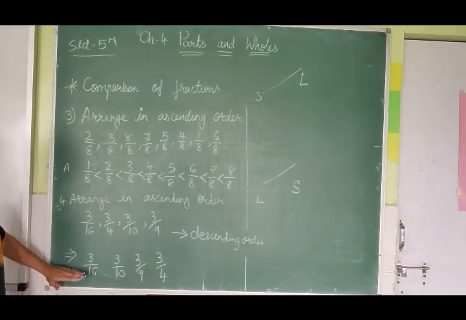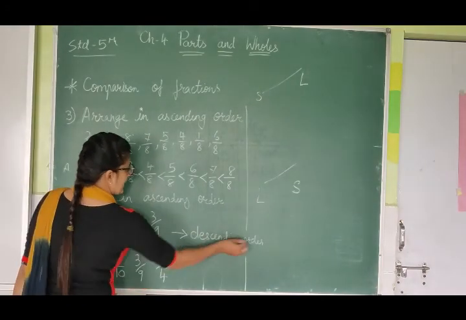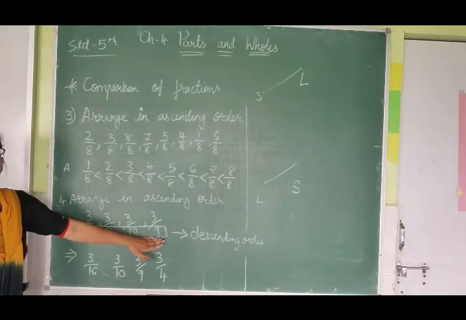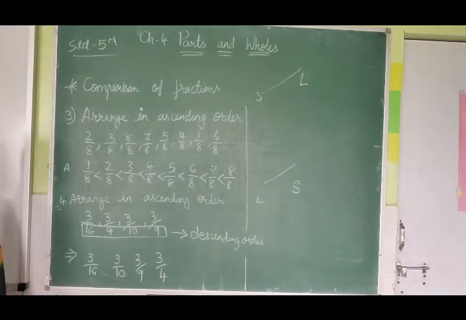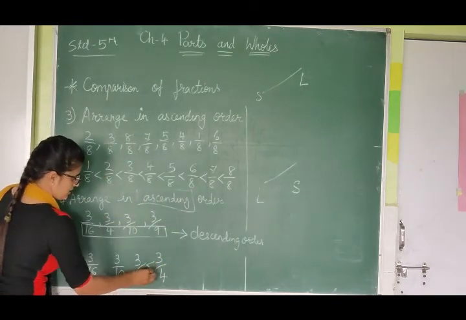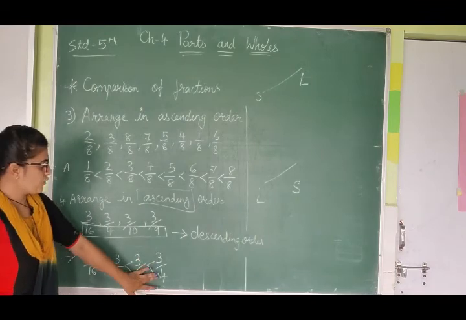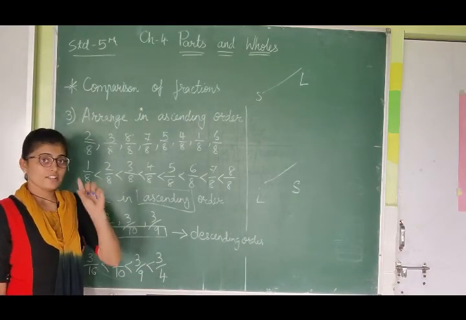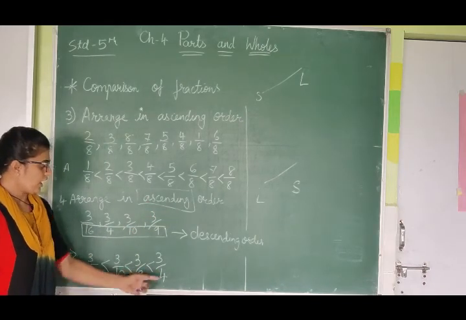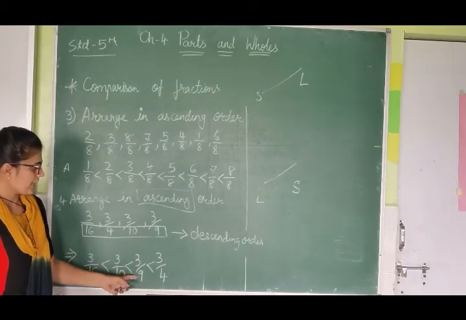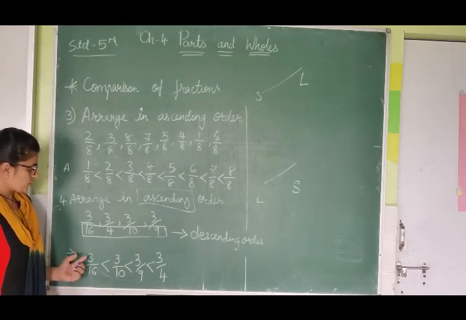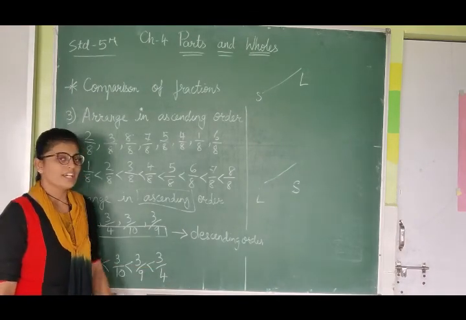But what order are we getting? This descending order we have to see only for the denominators. So what will be the answer? We have to arrange them in ascending order. So this 3 by 4, which has the smallest denominator, is the largest one. After 3 by 4, 3 by 9 is lesser than it, and 3 by 10 is less than it, and 3 by 16 is the smallest. So 3 by 16 is the smallest and 3 by 4 is the largest.